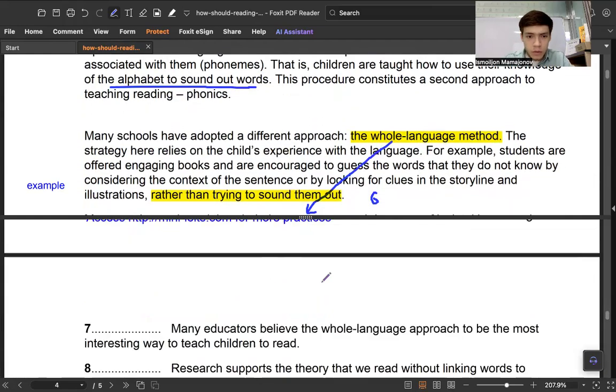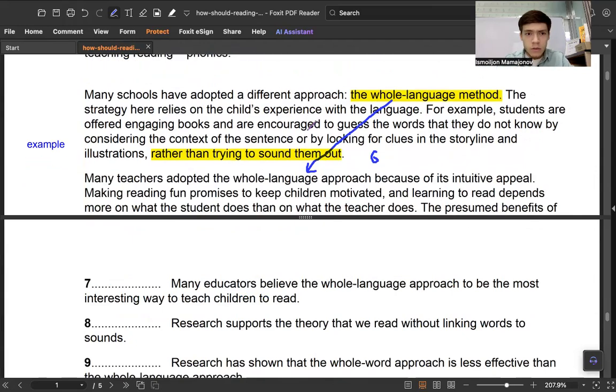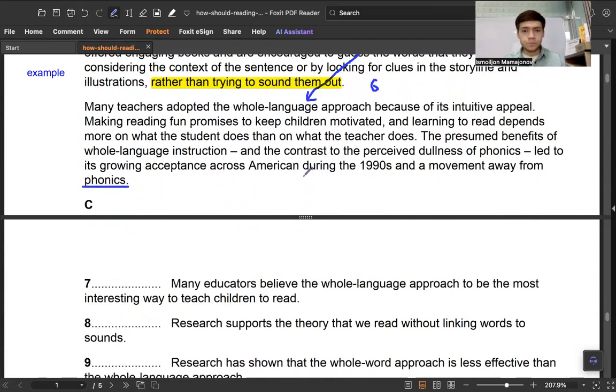So how about this? Many educators. I think many educators is here, many teachers. Believe the whole language approach to be the most interesting way to teach students to read. Yes, it said intriguing, intuitive appeal. Yes, we got that information. I don't even have to recheck this. It just says that in the first line. It's exactly that. So number 7 is here.